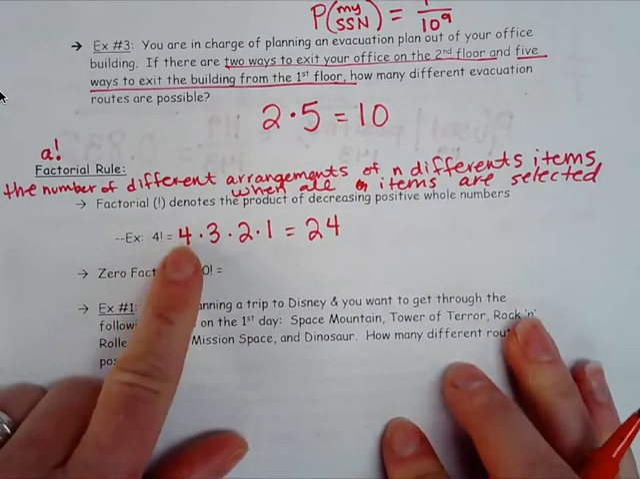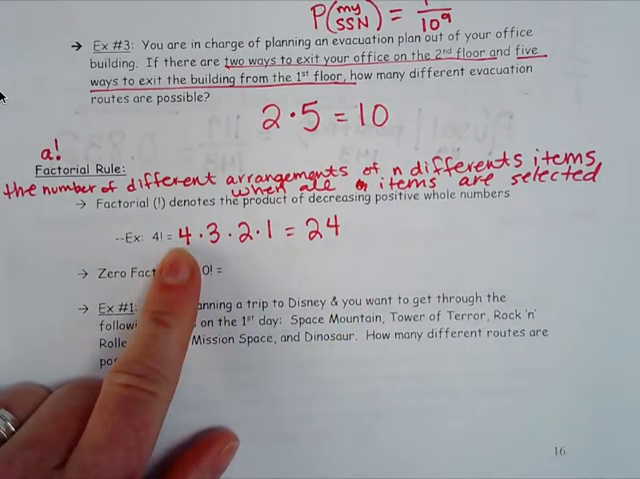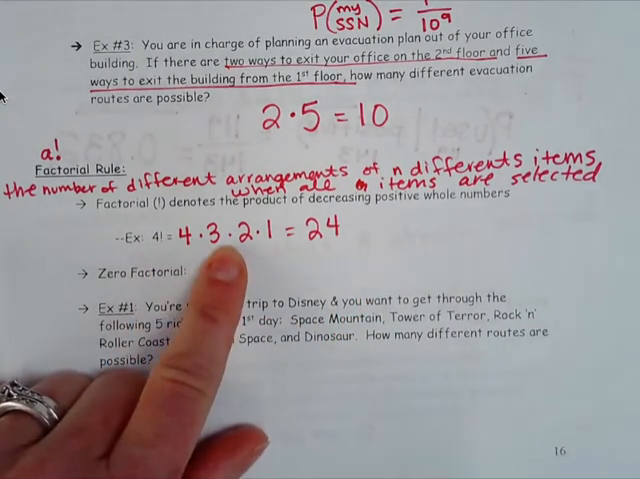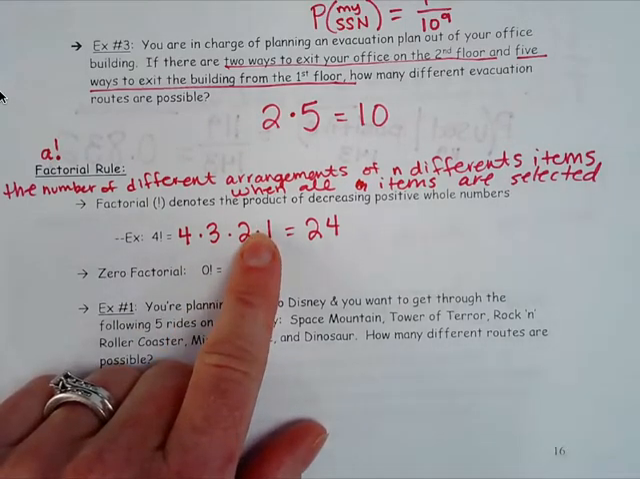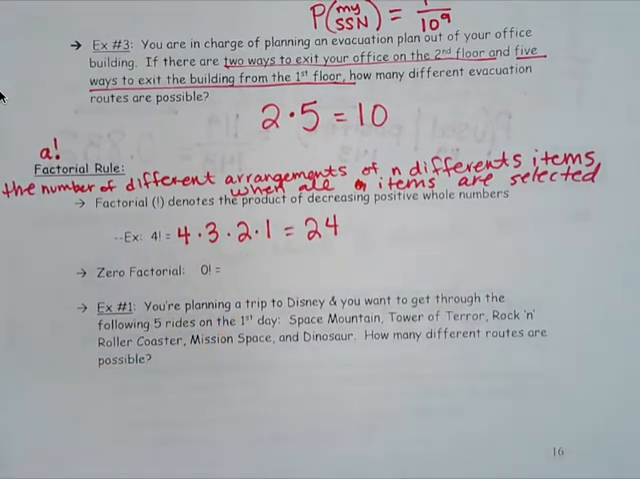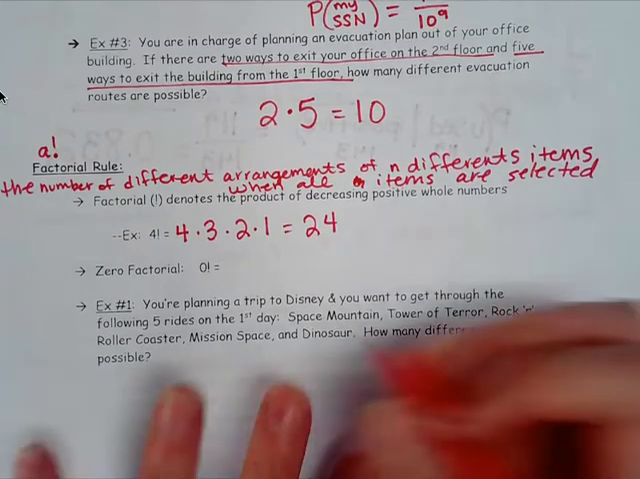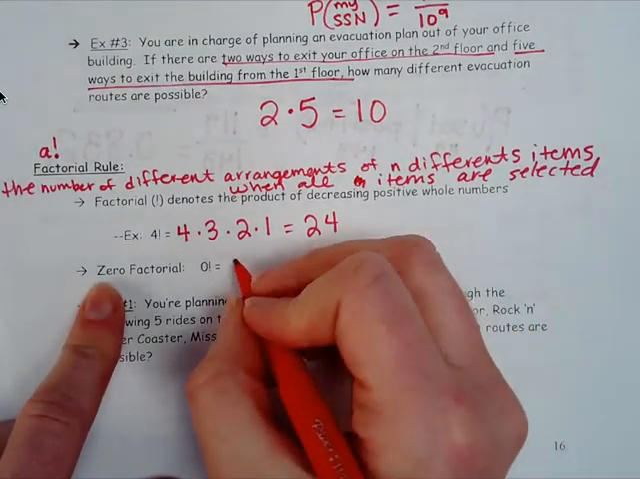So if you choose 4, now you only have 3 left to choose from. After you choose that one, you have 2 left to choose from. After you choose that one, you only have 1 left to choose from. So there's 24 possible outcomes. 0 factorial is just 1.